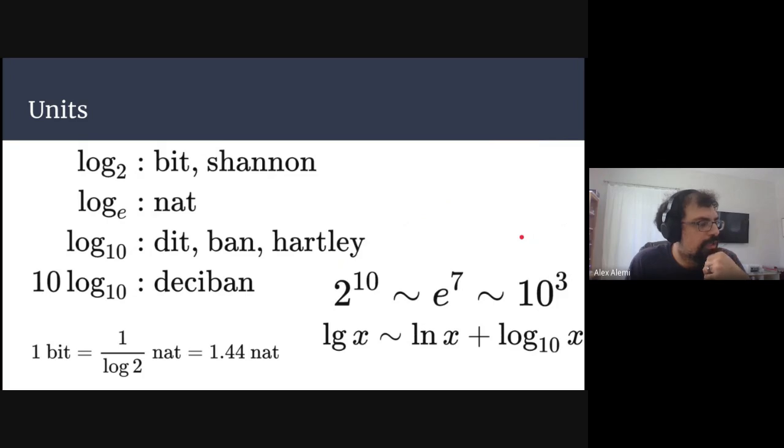And historically, if you do 1/10 of the log base 10 unit, so deciban, for a tenth of a ban. Why is it called a ban? It's because one of the first people to talk about weight of evidence was actually Alan Turing, who with I.J. Good were working on the Enigma machine.